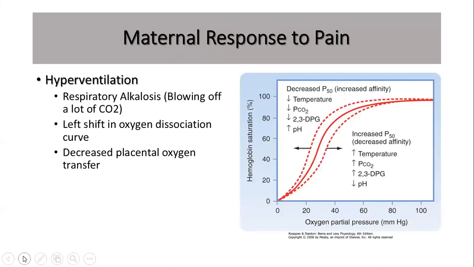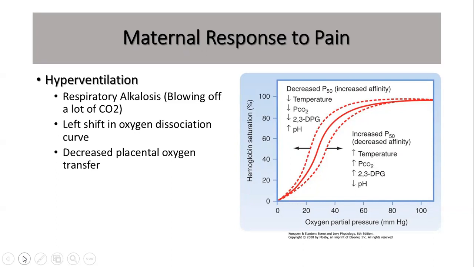But there are a couple of responses that the mother has to pain, which feeds into how the baby also responds. The commonest one is hyperventilation. You know that when the mother is in pain, there's a lot of fast breathing. And when she does this, she's blowing off a lot of carbon dioxide. The partial pressure of carbon dioxide therefore drops and she develops a respiratory alkalosis because her pH will therefore rise from the loss in H+.